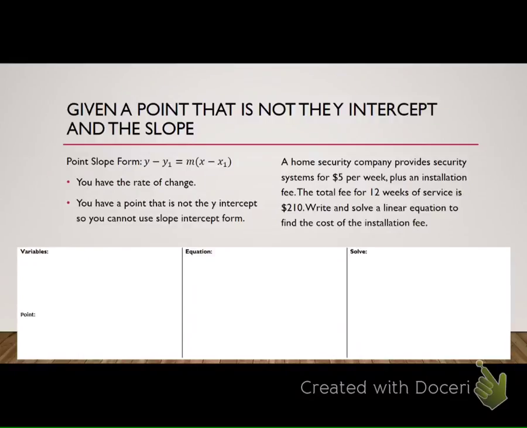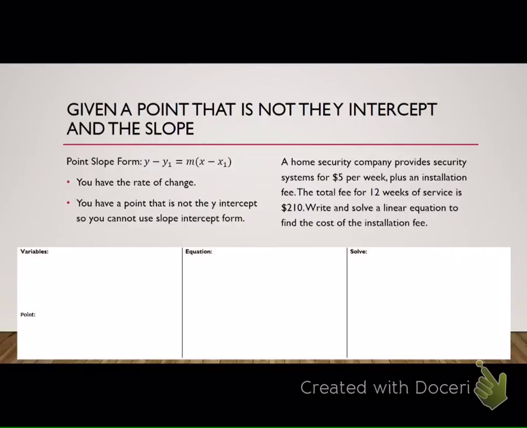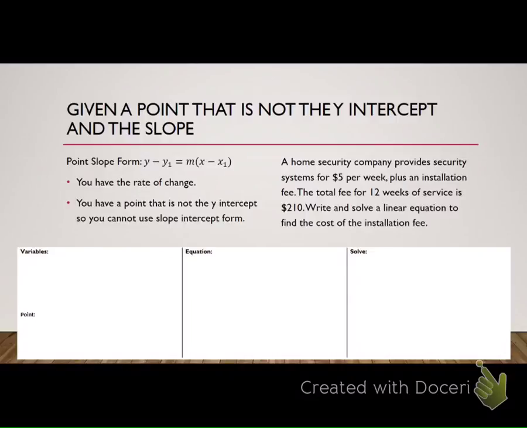So, given a point that is not the y-intercept and the slope, we know that if we do not have the y-intercept, we have to do point-slope form, right? We learned that on Friday. We're still practicing that. But if you have the slope and another point, then you can use point-slope form. So we know point-slope form is y minus y1 equals m times x minus x1. So you're given a rate of change, and you have any point that is on the line, but it's not the y-intercept. So you can't use slope-intercept form.